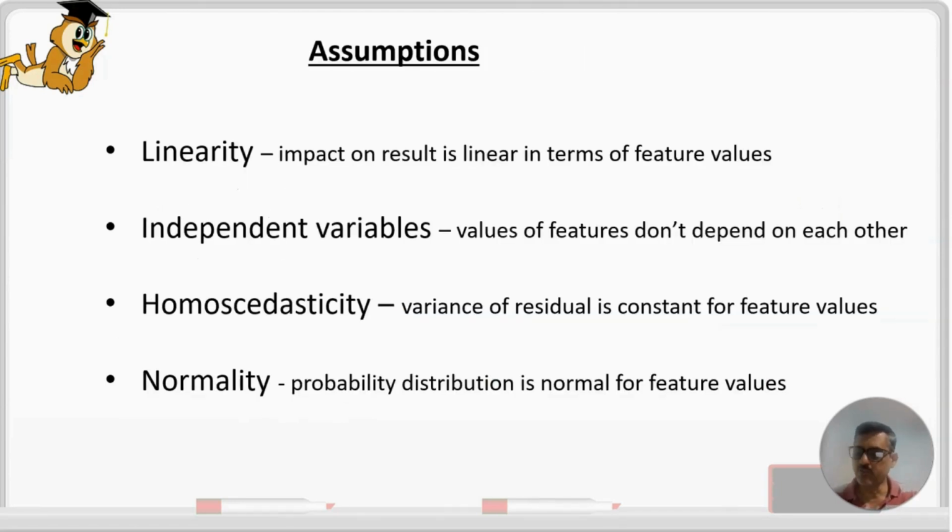Assumptions. Now this is a very important slide. We did not discuss this in the earlier lecture for a reason, but the binary linear classifier makes certain assumptions about the feature variables used. And these assumptions are as follows. Linearity basically means that the impact on the result of any one feature variable is linear. Each feature variable's value has a linear impact on the result. This is the first assumption.